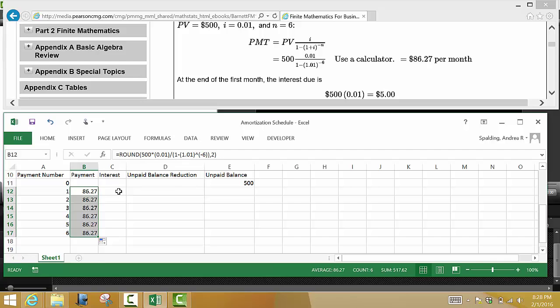All right, now we want to calculate the interest. And remember that the interest is paid on the unpaid balance. So I'm calculating interest on this. So this is going to be equal to $500 times that interest, which is going to be represented as a decimal, so 0.01.